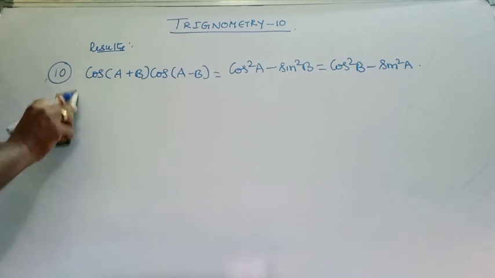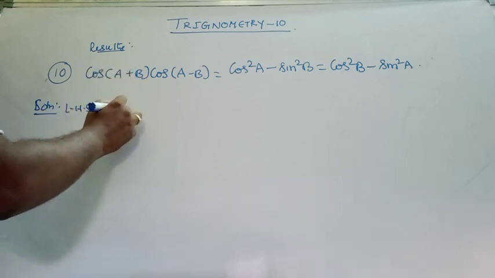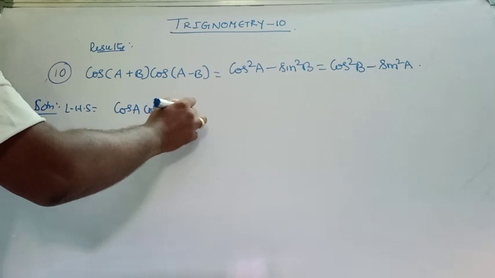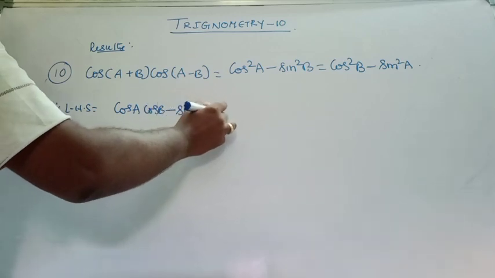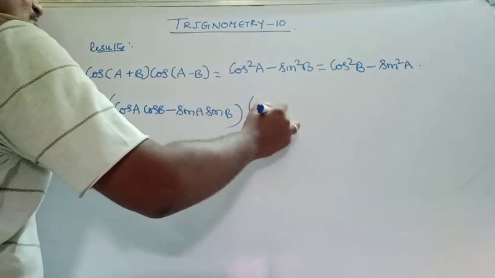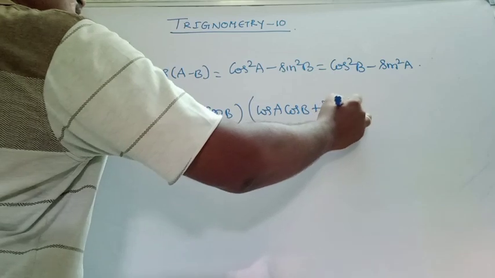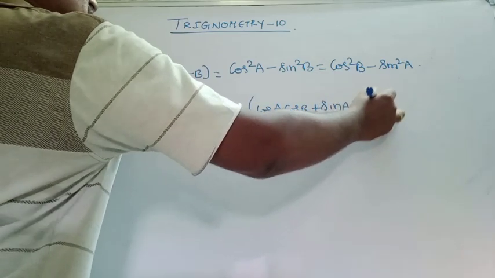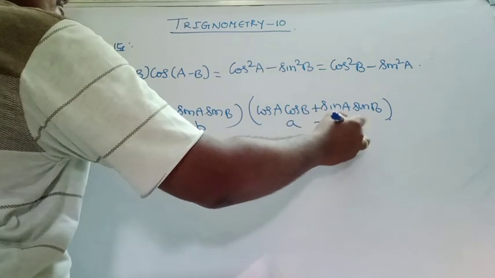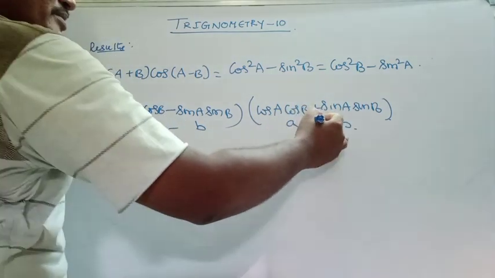Once you take the left hand side part here, this is cos A plus B. This is now cos A cos B minus sin A sin B, like this, into cos A minus B. That is now cos A cos B plus sin A sin B, like this, right? Now this is also something like A minus B into A plus B formula. Now this becomes A square minus B square.